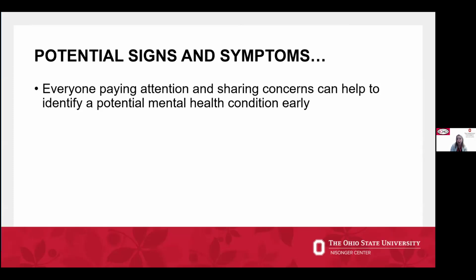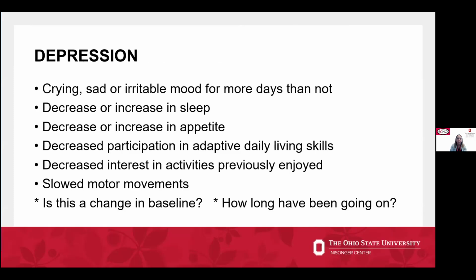So when we think about concerns, what are specific concerns that might raise questions that teams should think about? If we see someone who's crying, sad, irritable, we see a decrease or an increase in sleep, decrease or an increase in appetite, participation in their daily living skills, decreased interest in activities or previously enjoyed things. These are all red flags that we as a team should be thinking about so that we can make sure we're addressing them. And I think it's important when we start to see these changes from baseline. So a lot of these are decreases or increases. How long has this been going on?